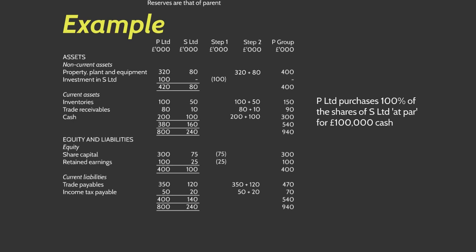And we're going to end up then with the P group, the single group entity. That's what we've been trying to produce. We're producing a statement as if P and S are a single entity. What we end up with is what you see on screen. And you can see that it's balanced. We've removed the investment. We've not included the share capital and retained earnings of the subsidiary. And so we just look at P and S as a single group, and that is the statement we would get.